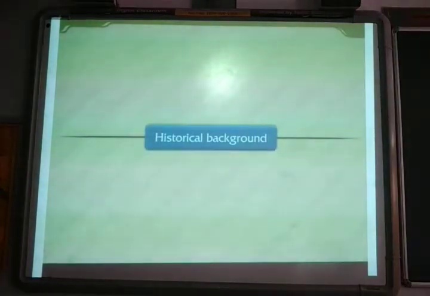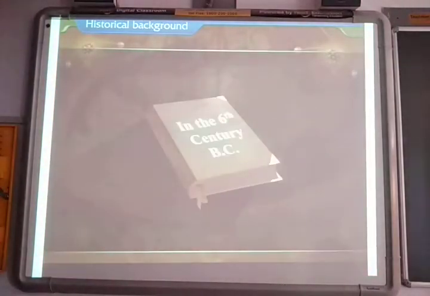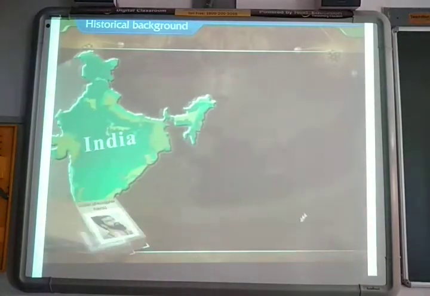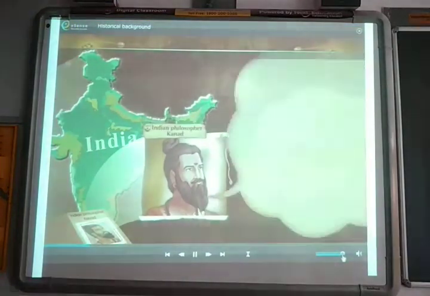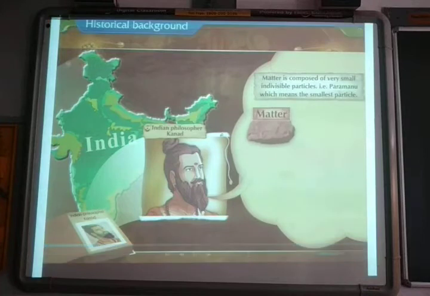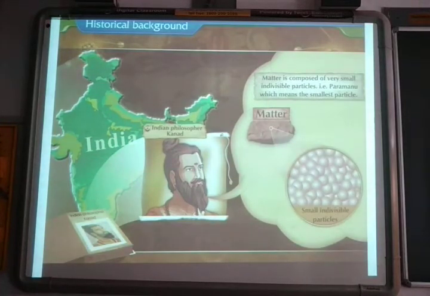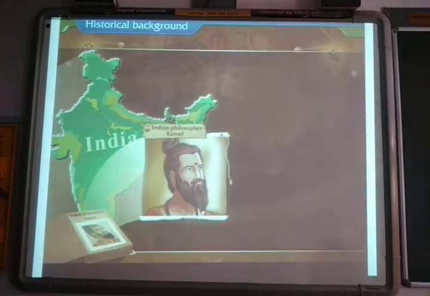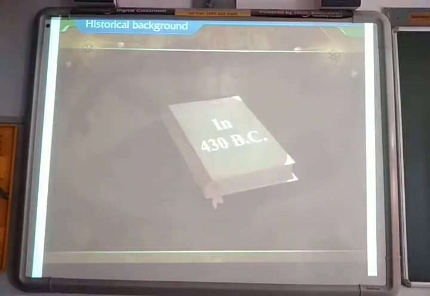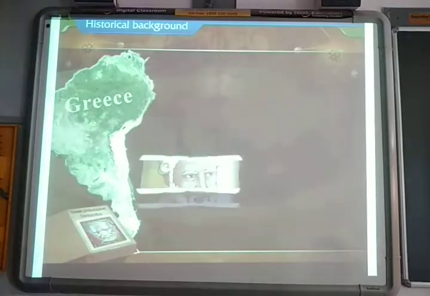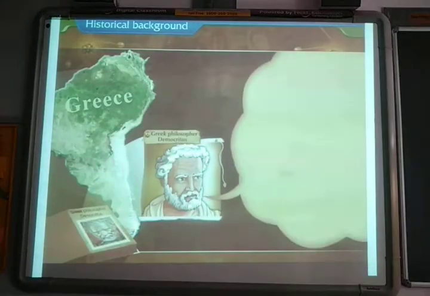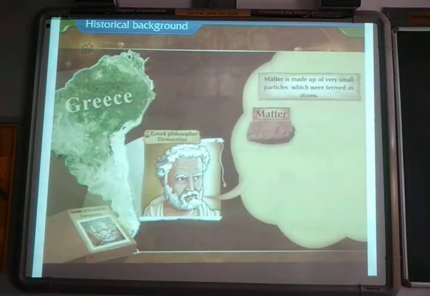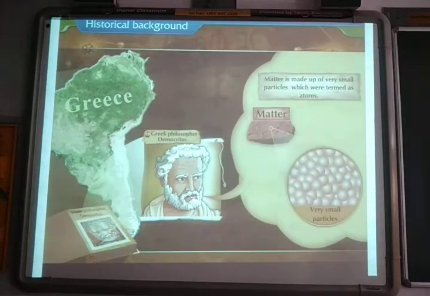Historical background. In the 6th century BC, an Indian philosopher Kanad suggested that matter is composed of very small, indivisible particles, that is, Parmanu, which means the smallest particle. Later, in 430 BC, a Greek philosopher, Democritus, postulated that matter is made up of very small particles which were termed as atoms.